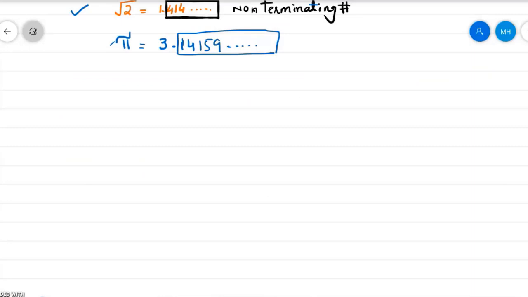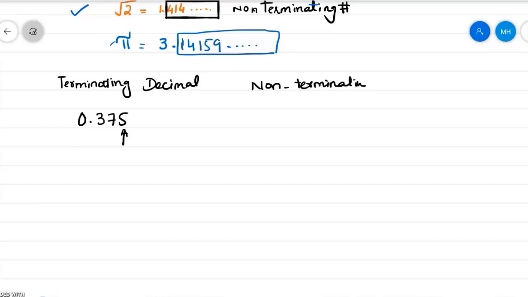Let's talk about some categories of decimal numbers. The first one is the terminating decimal. One example of a terminating decimal is 0.375. Look at this: after the point we have three digits and it ends at this point. The number 5 is the last digit of this decimal. The other one is the non-terminating recurring decimal. As the name shows, non-terminating means it is not going to end.